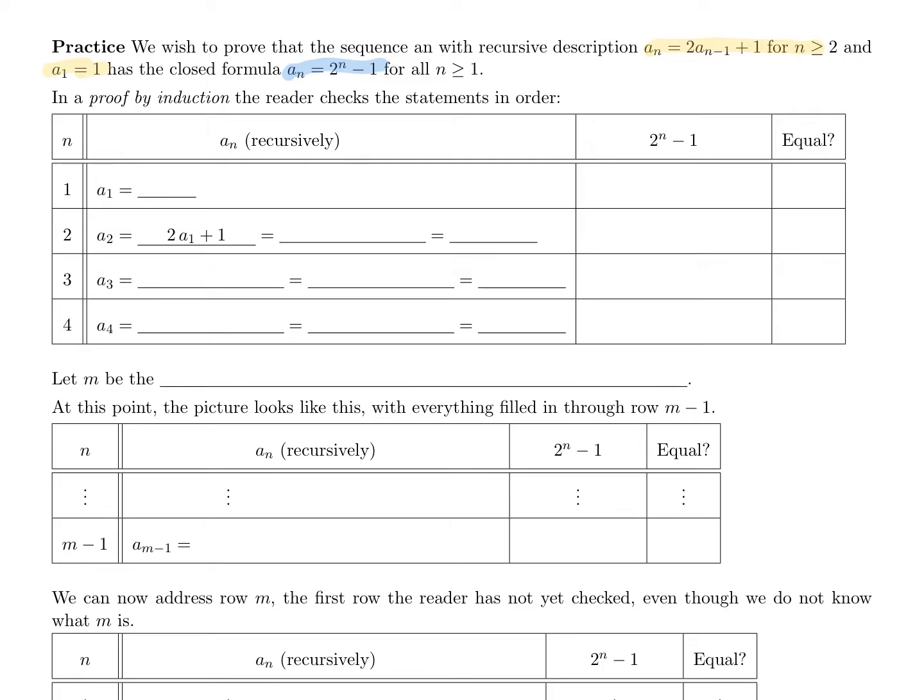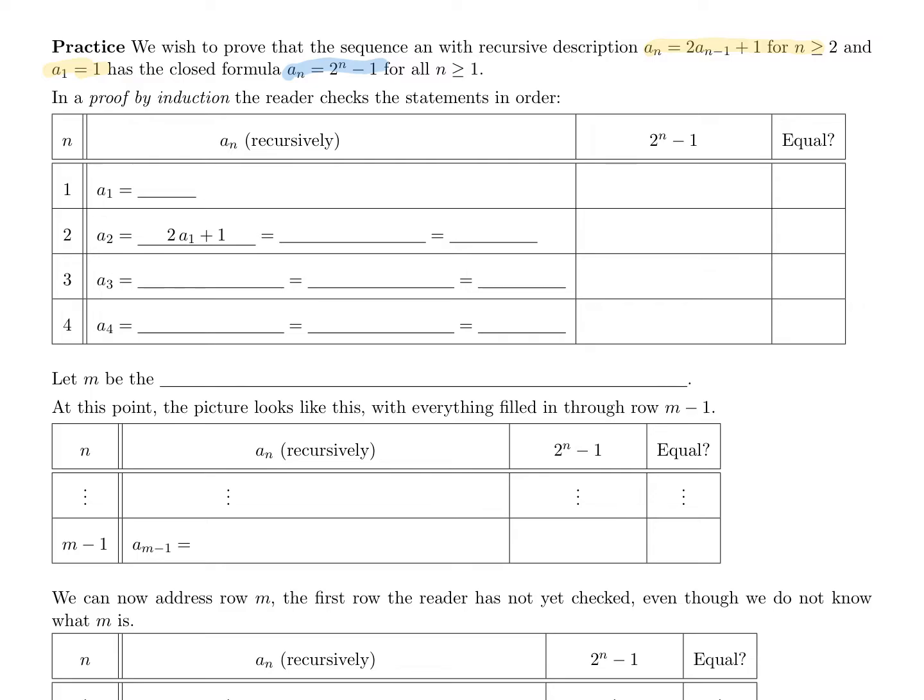When we say we're doing a proof by induction, that means that the reader is agreeing to check that these two things are equal in order. So they'll start by checking that A1 matches, that A2 matches, and so on. And we can take advantage of that logically. In the table, on the left-hand side, we're calculating the sequence recursively, and on the right-hand side, we're checking the closed formula, and then we're just putting a check mark if those two things are the same.